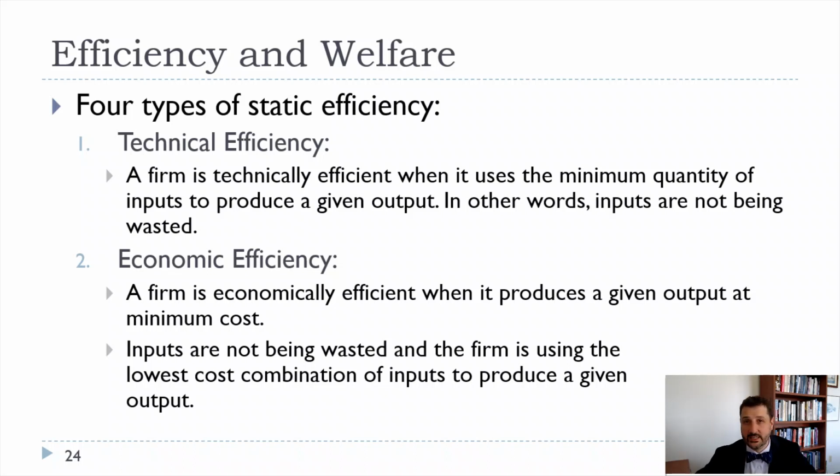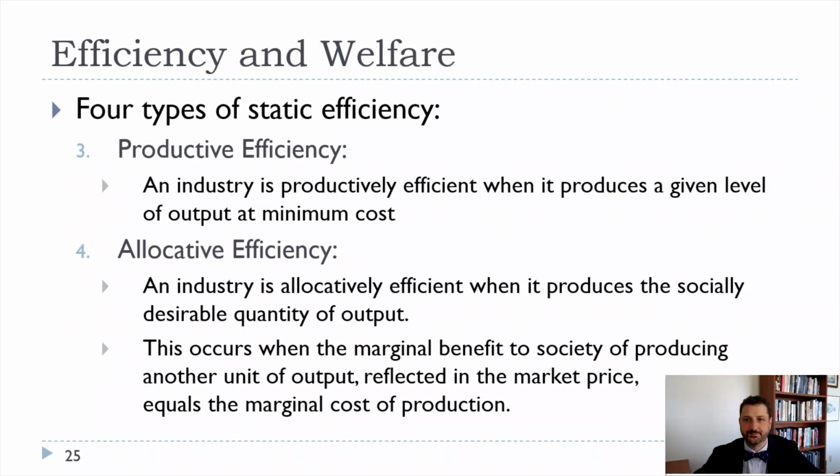So if we see waste in a firm, in an industry, in an economy, that's how we can tell it's not being efficient. Then we can have productive efficiency, right? So productive efficiency is that the whole industry now is producing a given level of output at a minimum cost. So this basically says not only do firms have to be efficient individually, but the whole industry has to be efficient. That's a big ask, right?